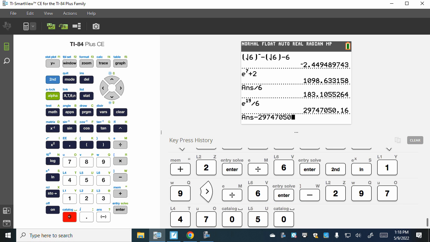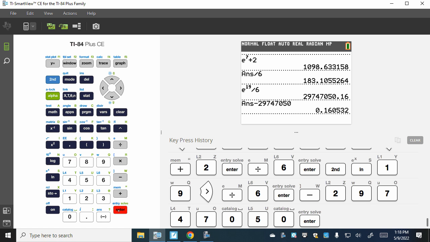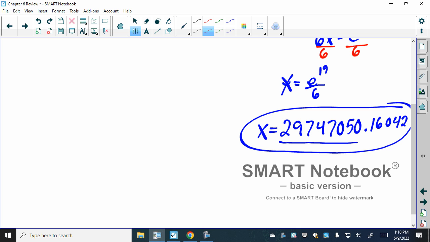29747,050. So the whole number part of it, it bumps it over. So if you wanted to see a third decimal place, that's all you had to do. Not that it'll be needed, but we get this here. We don't necessarily need that. That there is close enough.